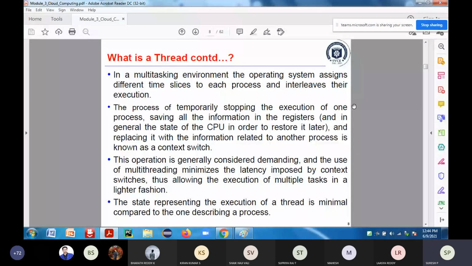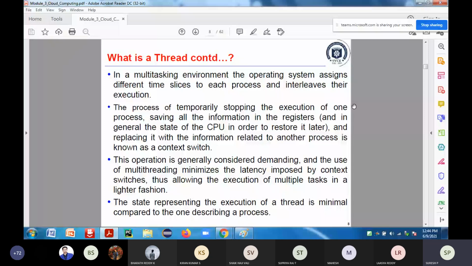This context switch is very important when you are designing an operating system or working with cloud computing. So context switching is a must. It is the process of stopping the execution of the currently running process by saving the contents of all the registers, and replacing it with the other process.